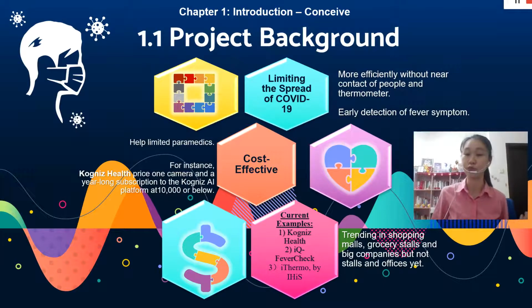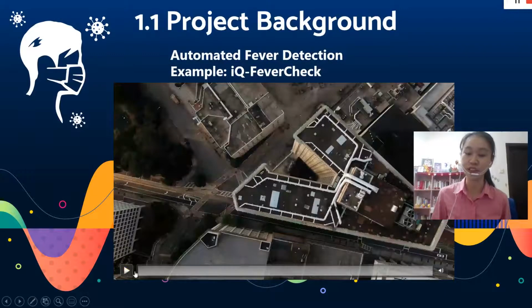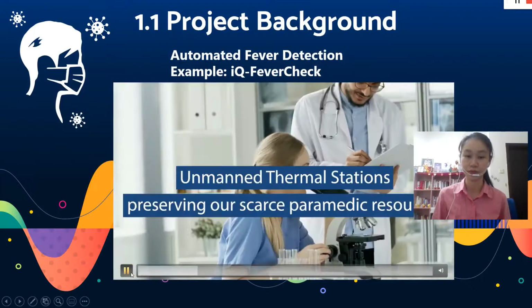And right now, if we are to include the current trends, we can see that there are a few right here: the Connix Health, and then the IQ Fever Check, and the iThermal by the iHaze. And these are actually those screens that are trending in shopping malls and some of the big companies, but then they are not in the small stores and shops and the offices right now. So we are going to move on and see how is this trend going right now by the IQ Fever Check.